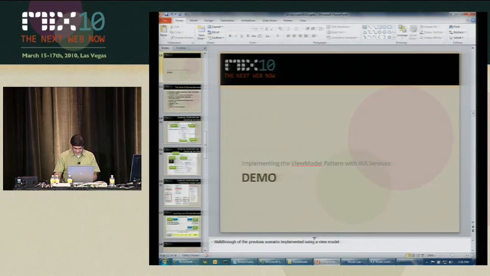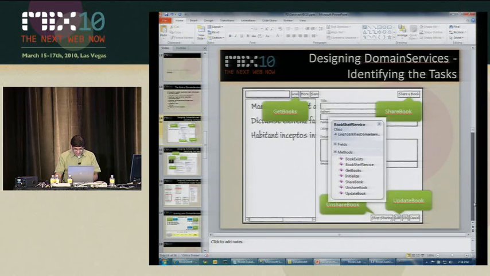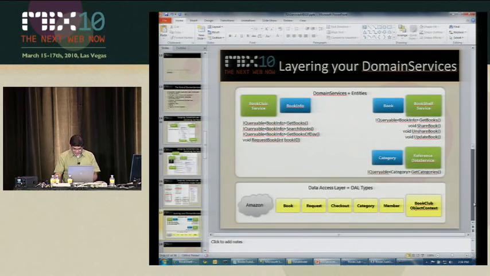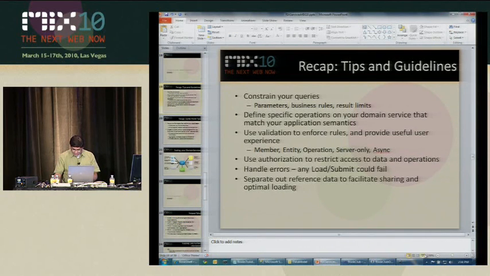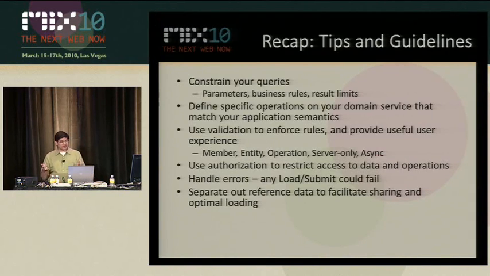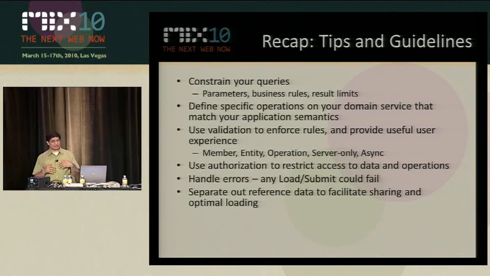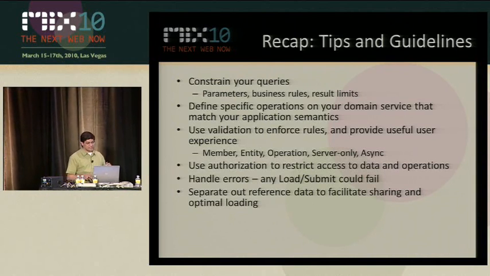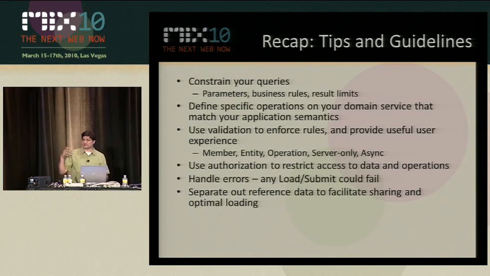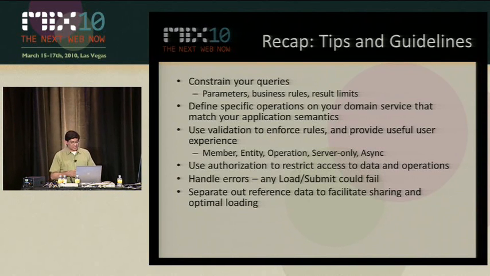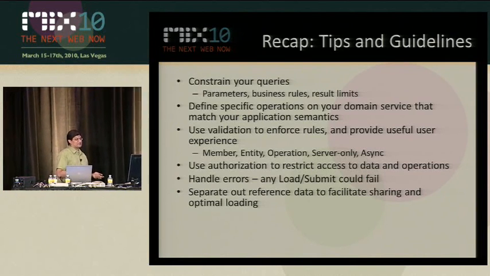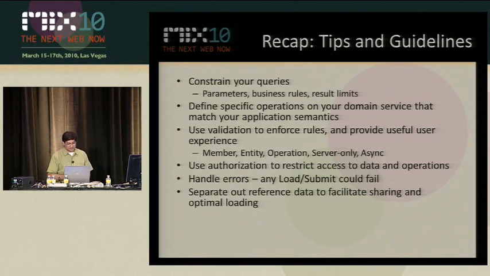So let me actually get to a couple of slides that I did want to talk about. And you'll have all of these slides in code. So to recap, when designing a domain service, some of the things to think about: constrain your queries, think about parameters, think about business rules, like I constrain the list of books to the members' books. Think about result limits in terms of how many books at most a client can go get. Think about specific operations that match your application's semantics, like share book, that kind of thing. Use validation to enforce rules, and provide useful experience, kind of like what I showed at the very beginning.